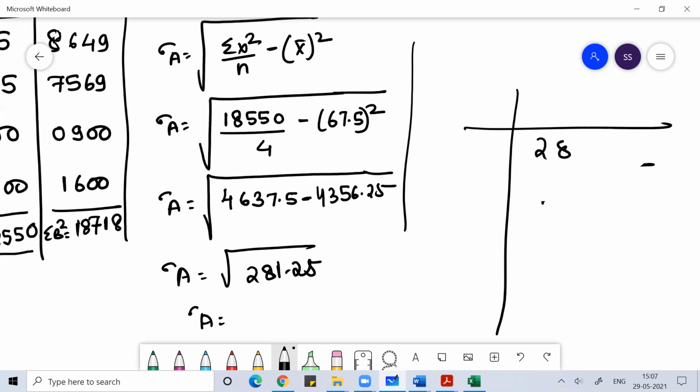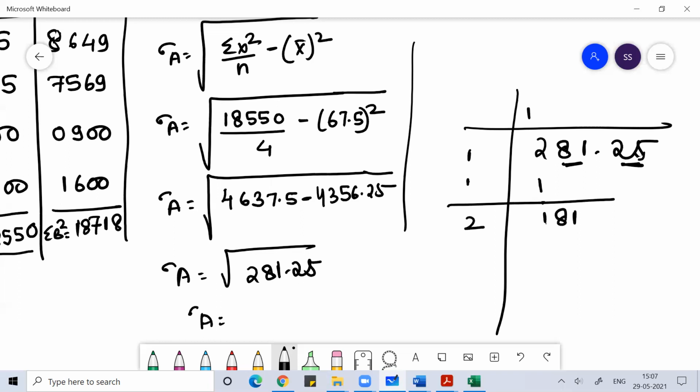If you want the square root of 281.25, you can use the long division method of finding the square root. In standard 8, CBSE or ICSE board, you have studied all this. 112, this is 181.